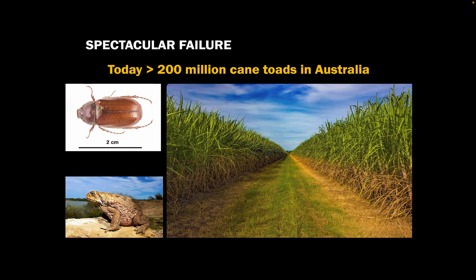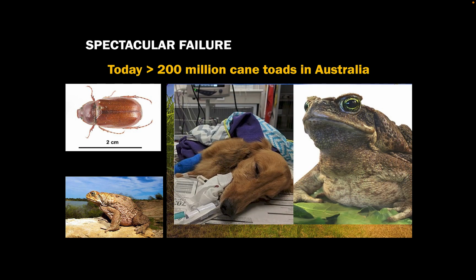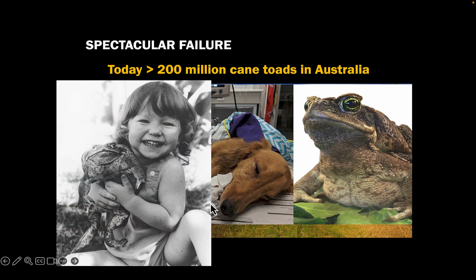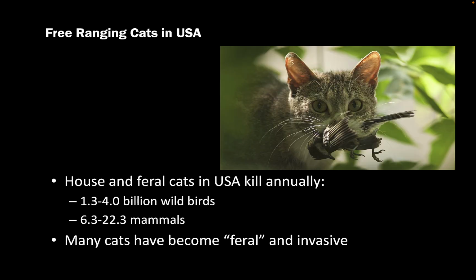Australia. There are more than 200 million cane toads in Australia. These have a toxic gland on their cheek that can lead to poisoning of pet animals when they grab them. And you can see how large these organisms can get. So they've become a major pest in Australia after an intentional introduction.